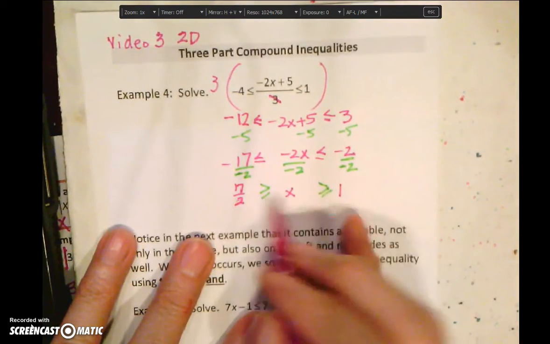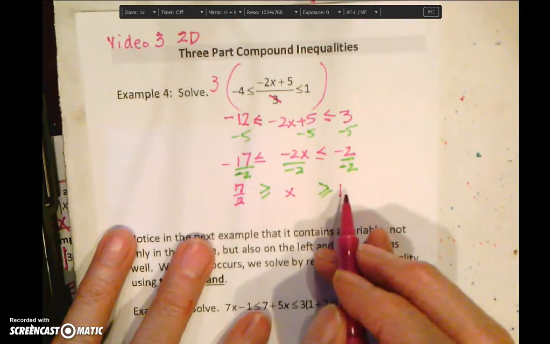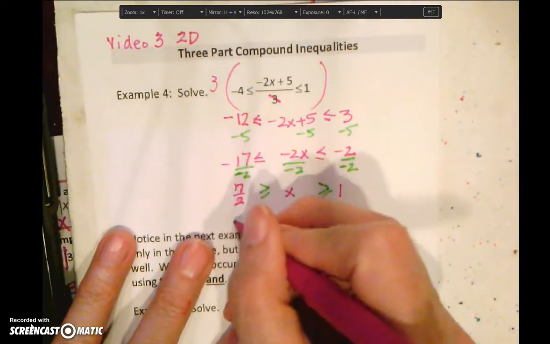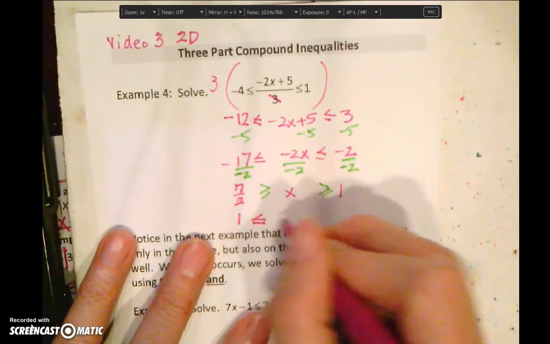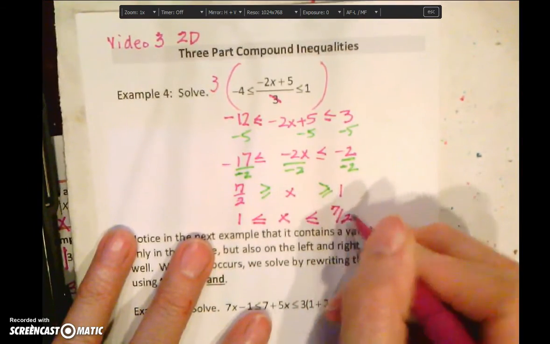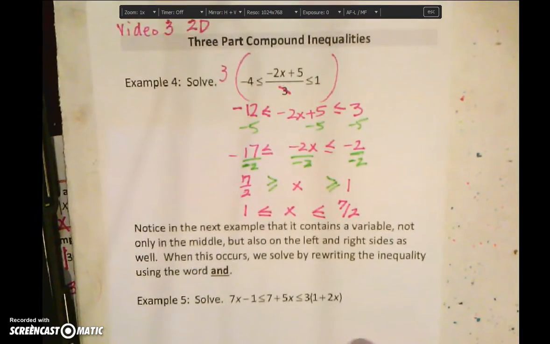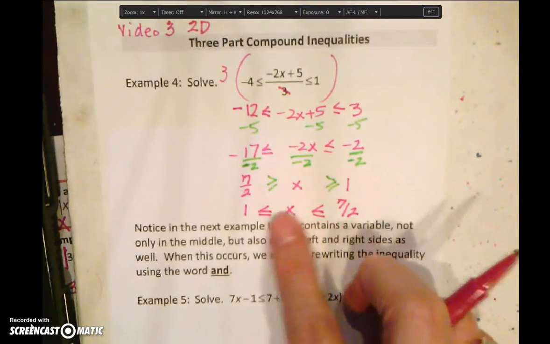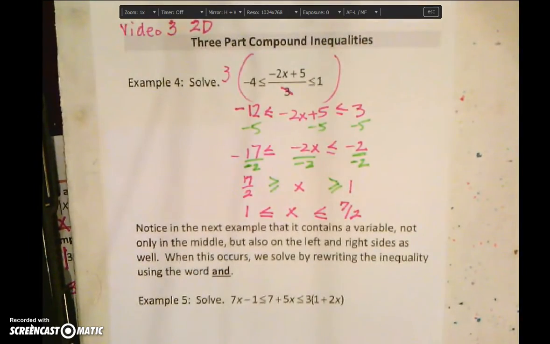So if you notice, it's kind of changed the order of it, where this is my bigger number and this is my smaller. So typically you'll see this reversed, where you have that 1 is less than or equal to x is less than or equal to 17/2. I'm not sure how the book will put the answer on this, but either one works, this would be my preferred answer. The book might have this one.